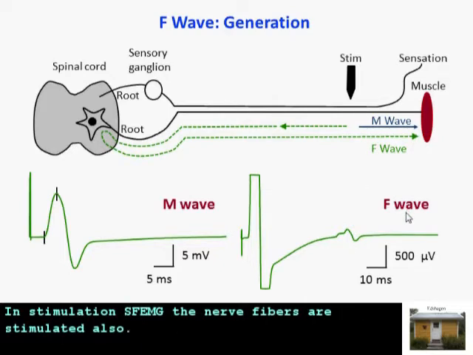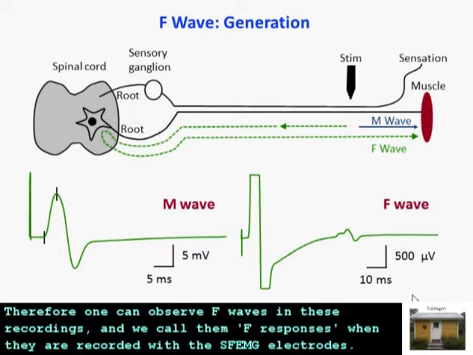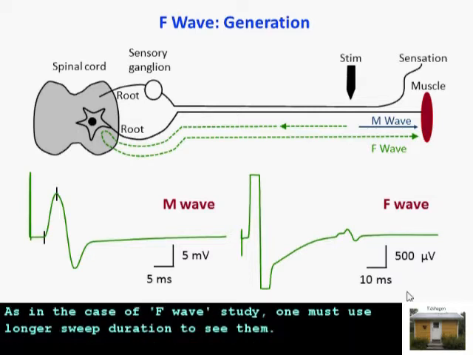In stimulation SFEMG, the nerve fibers are stimulated also. Therefore, one can observe F waves in these recordings, and we call them F responses when they are recorded with the SFEMG electrodes. As in the case of F wave study, one must use longer sweep duration to see them.